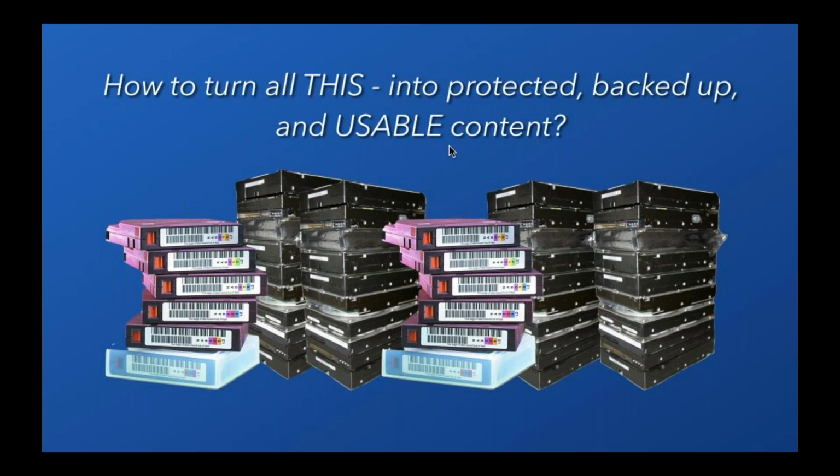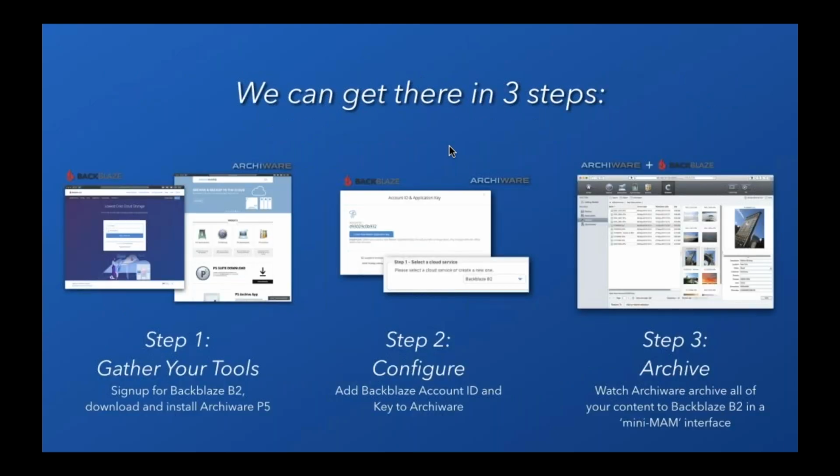We're going to show you how to take all of this content, get it organized in a way that's very easy, it's very cost effective, and I think you'll like it quite a bit. You can really do this. We carve it up into 3 different steps. They're really simple. You collect what you need from Backblaze, collect what you need from Archiware, configure the 2, and you're off to archiving. It's really straightforward. So let's jump in.